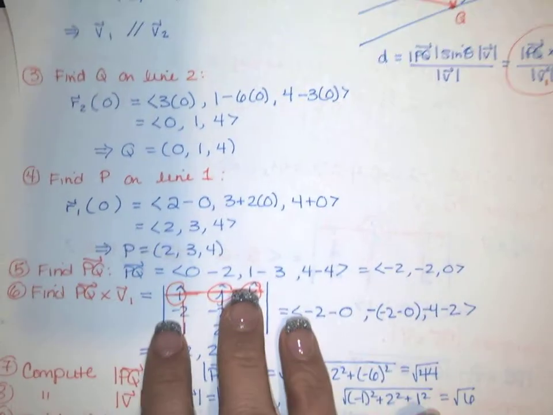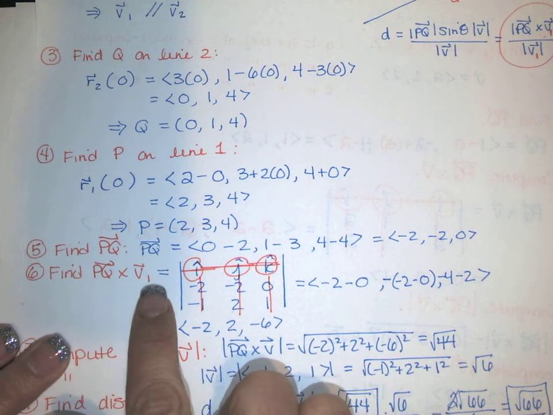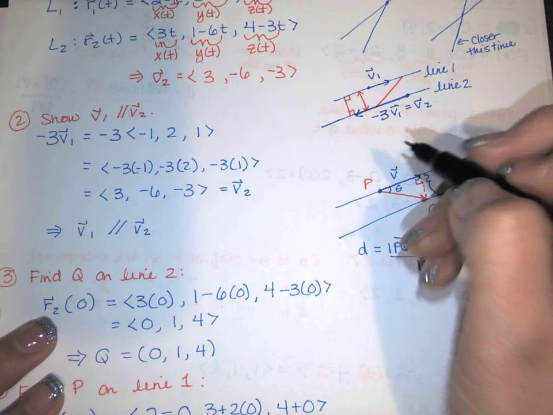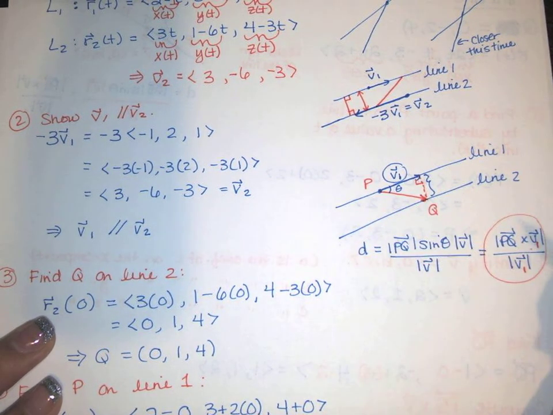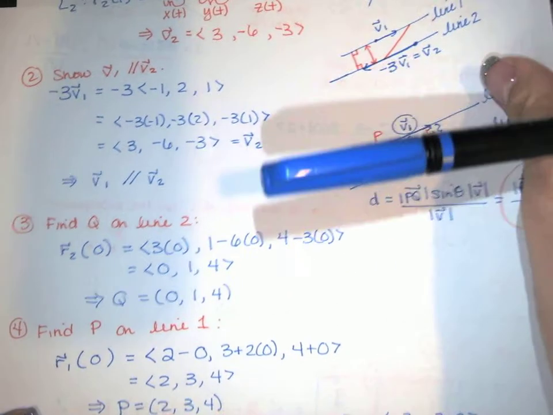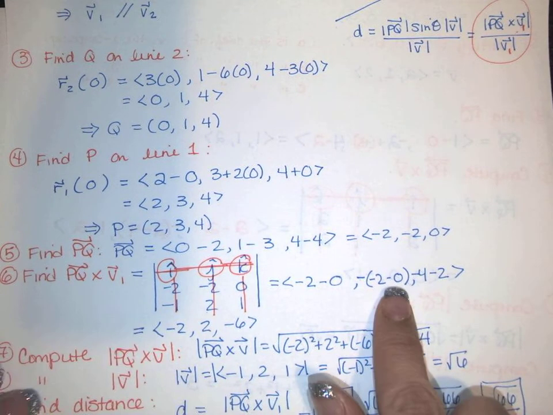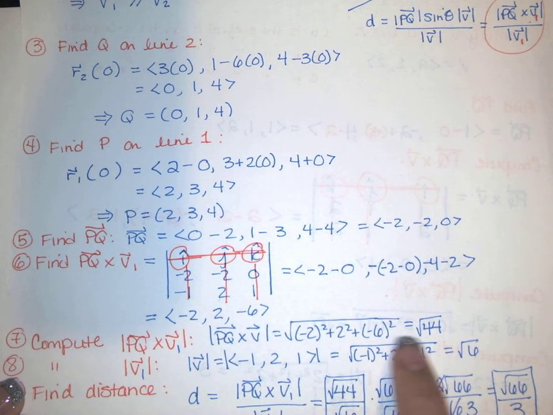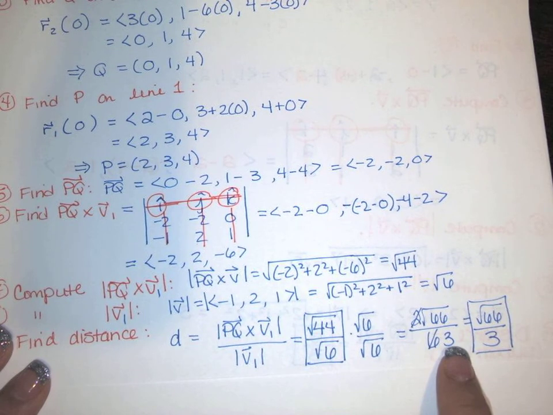Once you've got a P and a Q, compute the vector from P to Q, cross that vector with the direction vector of the first line. So we want this one, not the V2. If you use V2, you're going to be wrong. It has to be the first line. Cross that with the direction vector of the first line, you're going to get this number. Find the length of that cross product, divide by the length of that vector, and you'll get this answer.